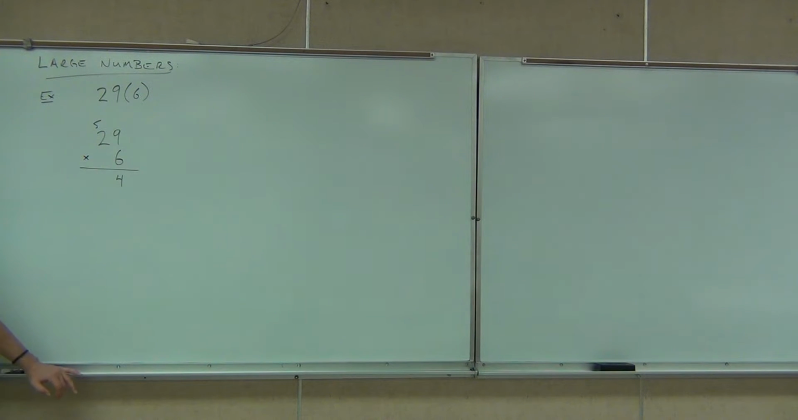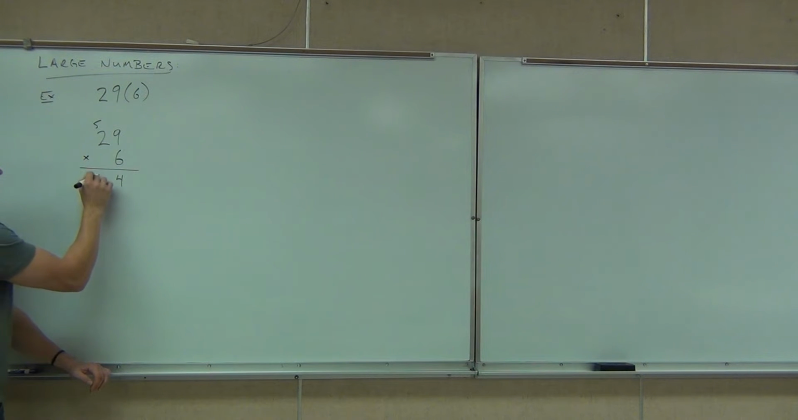Okay, now what? 6 times 2. Plus 5. Perfect. So we're going to get 6 times 2 is 12, plus 5, 17. Anything else? That's it. We're good.